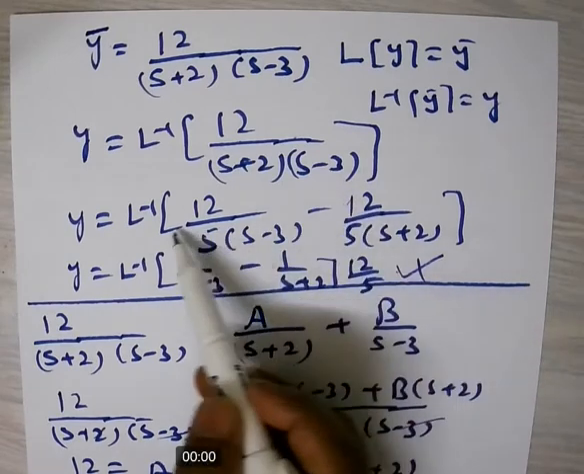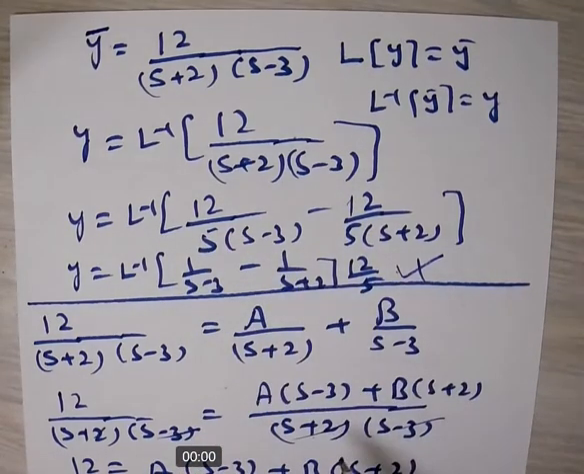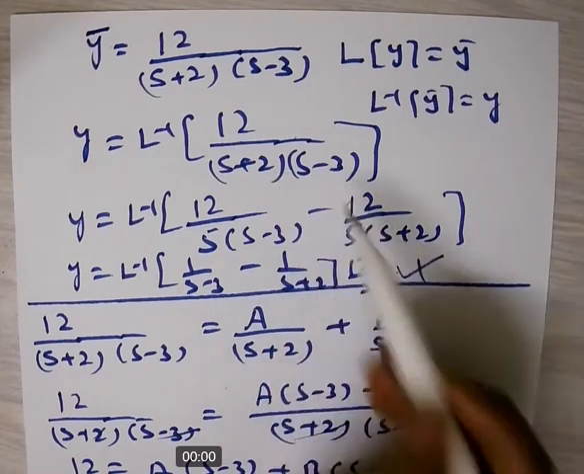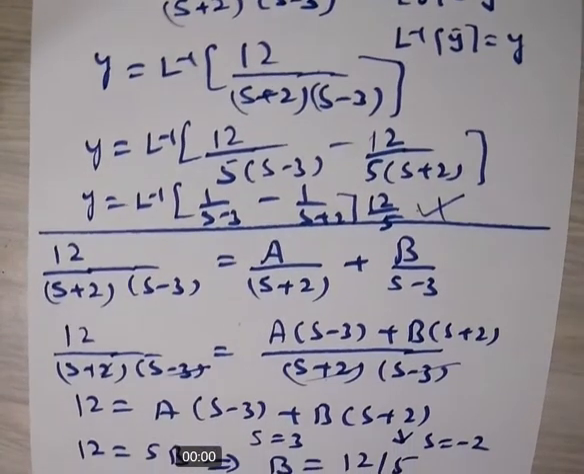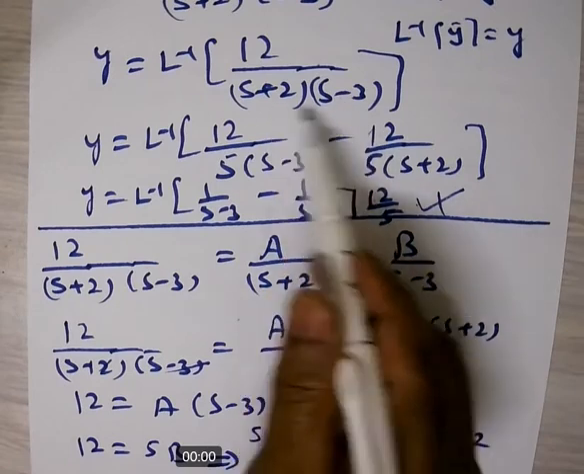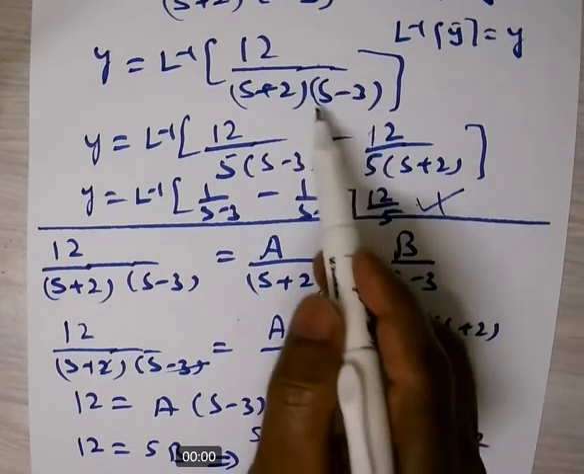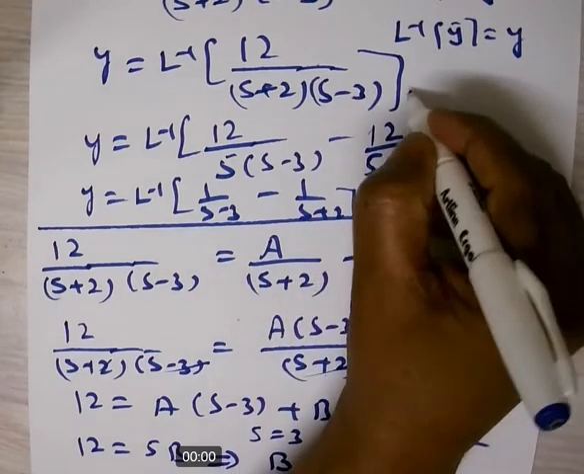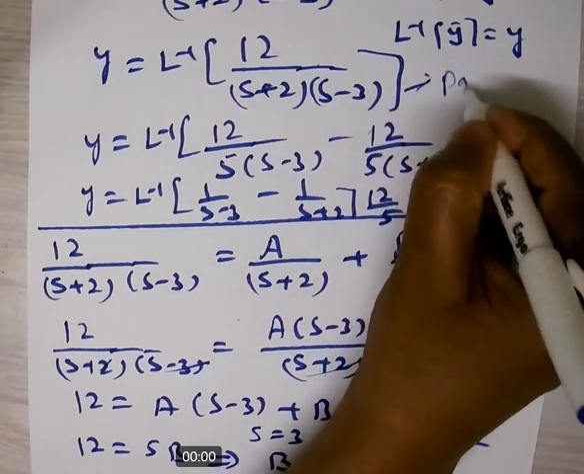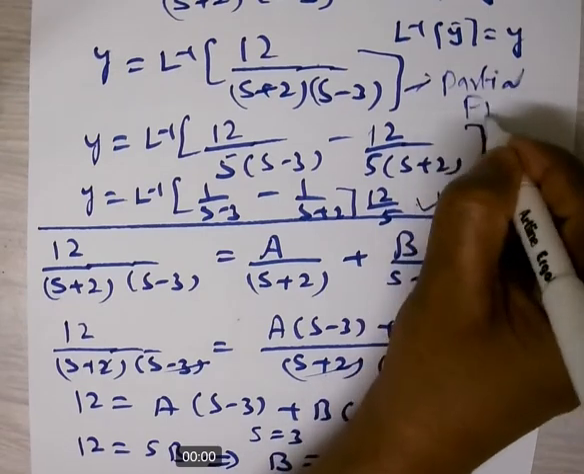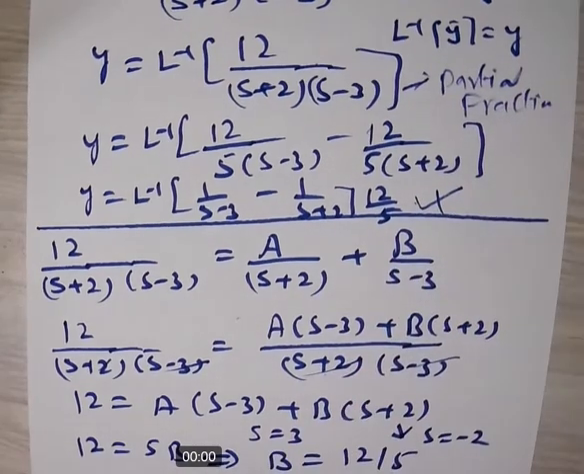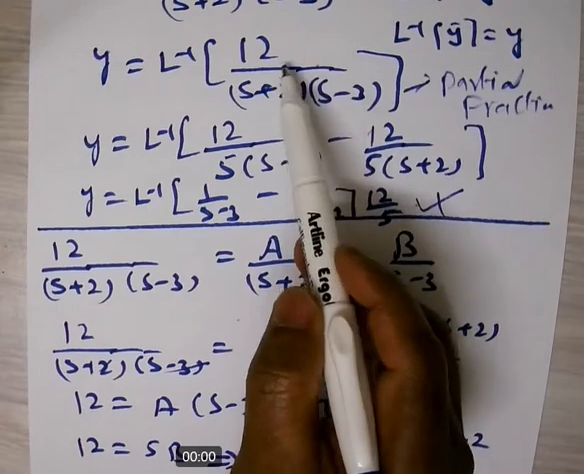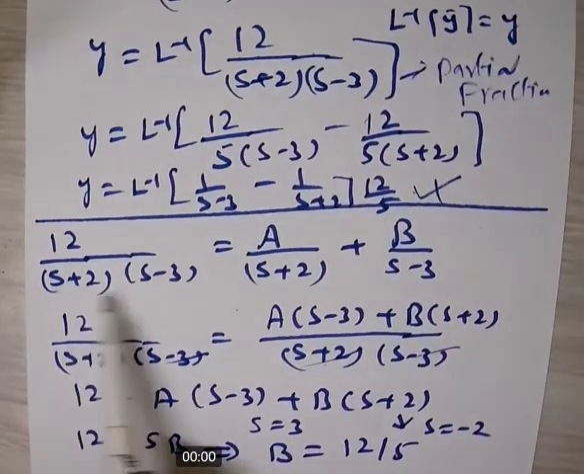I do not know the Laplace inverse of 12 divided by (s plus 2)(s minus 3) directly. But if I write it in partial fraction form, then I can write the Laplace inverse very easily. So now I am going to write the partial fraction of this part separately: 12 divided by (s plus 2)(s minus 3).